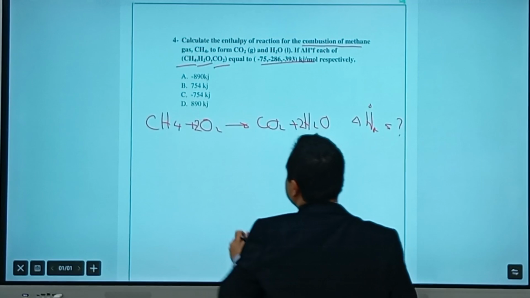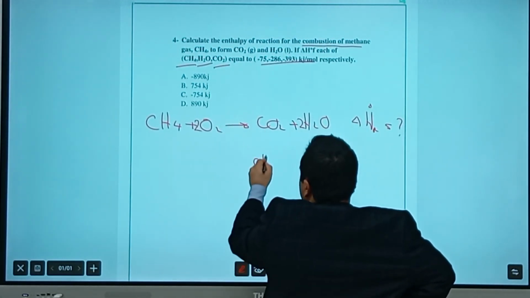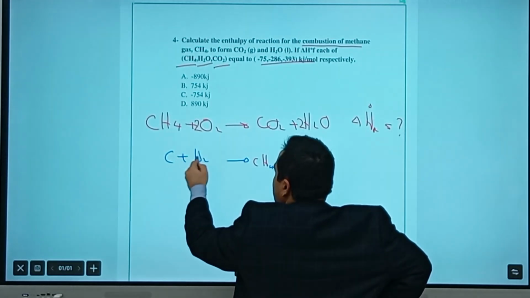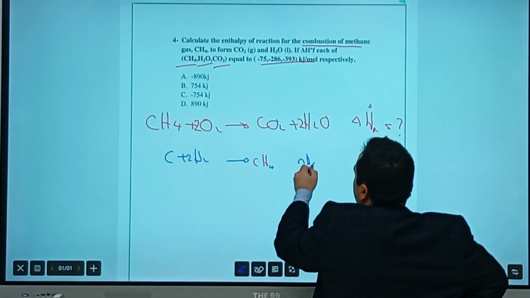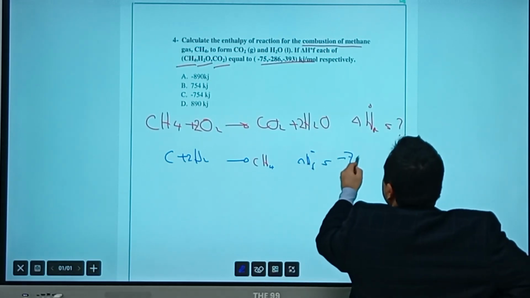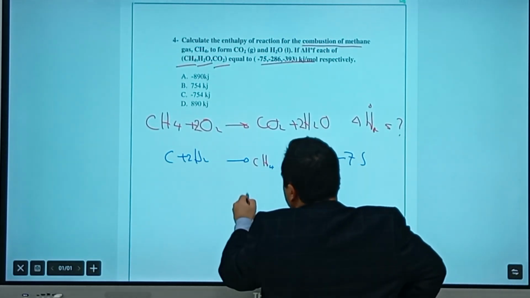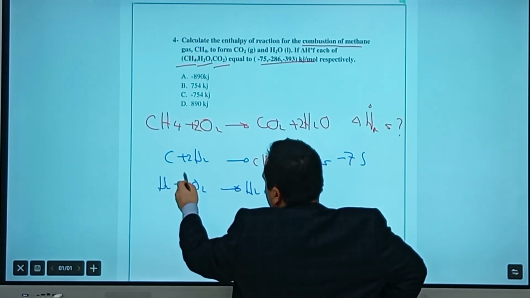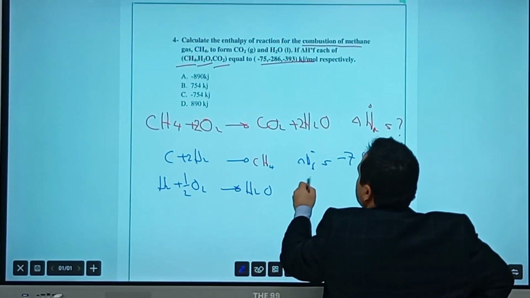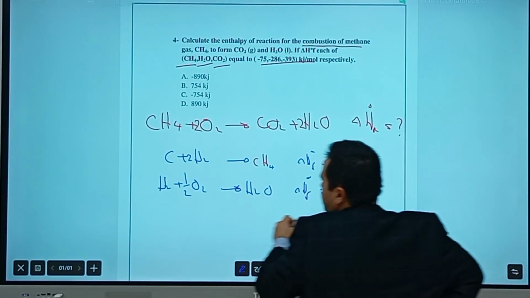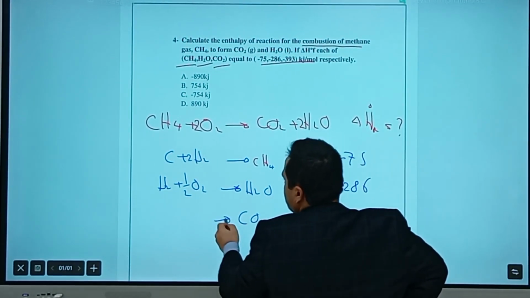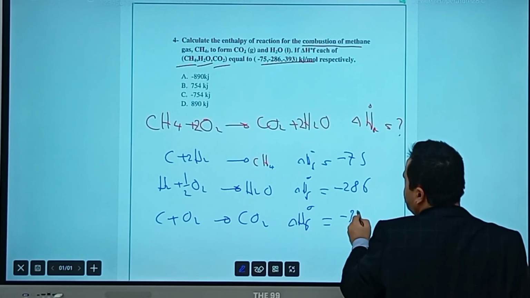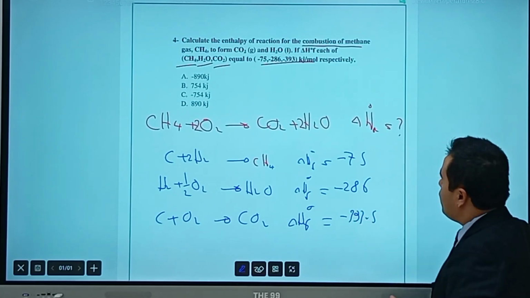How to write the equations, guys? The enthalpy of formation of methane: CH4 is in the product, from carbon plus 2 H2. So the enthalpy of formation for methane is equal to minus 75. And for H2O, from H2 plus 1 over 2 O2, the enthalpy of formation is equal to minus 286. For the CO2, from carbon plus oxygen, the enthalpy of formation is equal to minus 393.5 kilojoule per mole, of course.